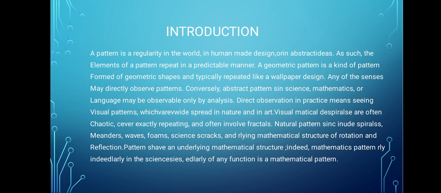First of all, introduction. A pattern is a regularity in the world, in human-made designs, or in abstract form. As such, the elements of a pattern repeat in a predictable manner. A geometric pattern is a kind of pattern formed of geometric shapes and typically repeated like a wallpaper design. Any of the senses may directly observe patterns. Conversely, abstract patterns in science, mathematics, or languages may be observable only by analysis.